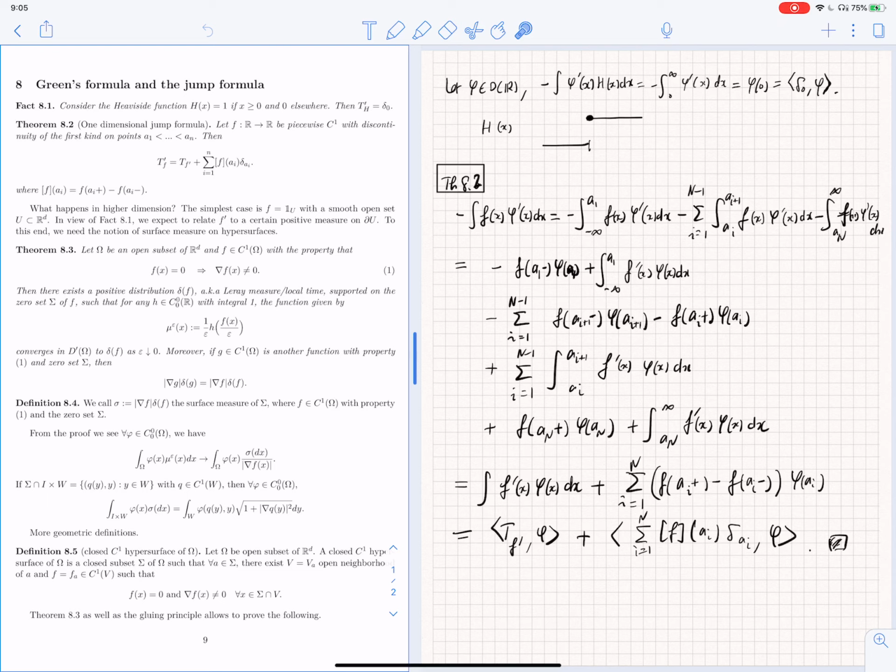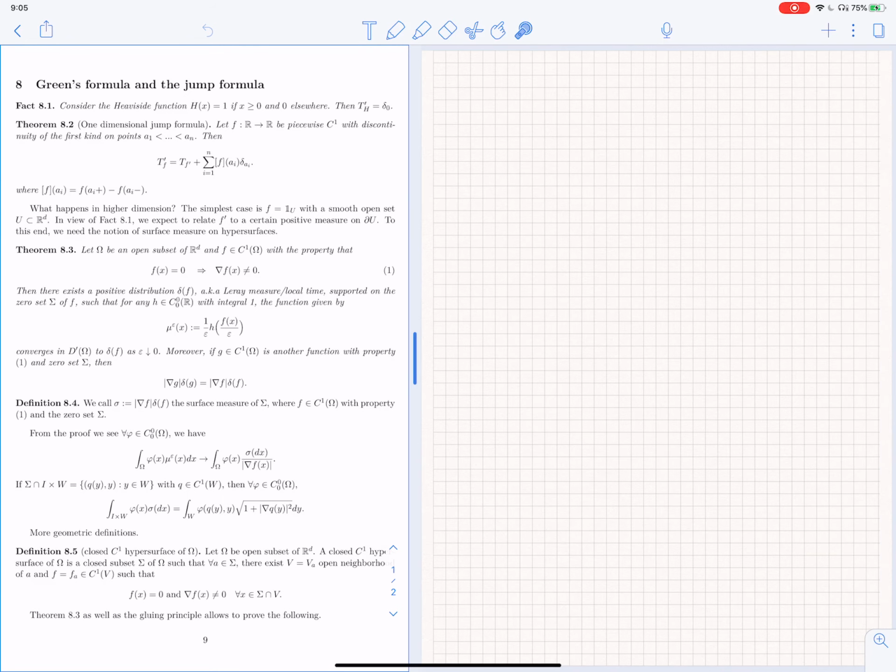That being said, that explains why we can define this multiplication of a distribution by a continuous function, because f and g are C1, so the gradient is a continuous function. This makes sense. The product makes sense. Okay, so there are several things we need to show in this theorem, and we're going to show that in several steps.